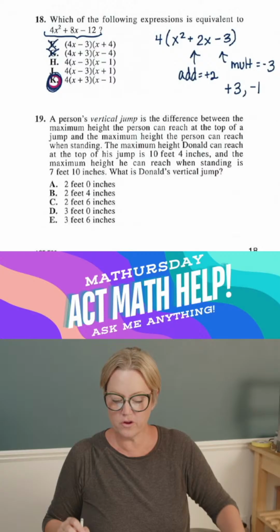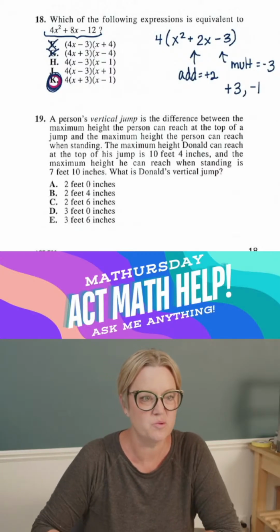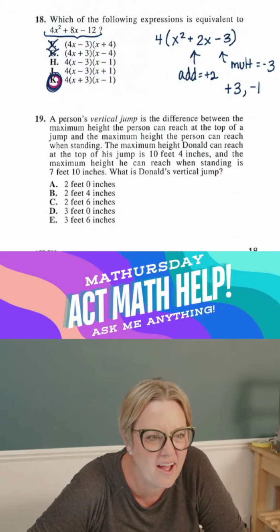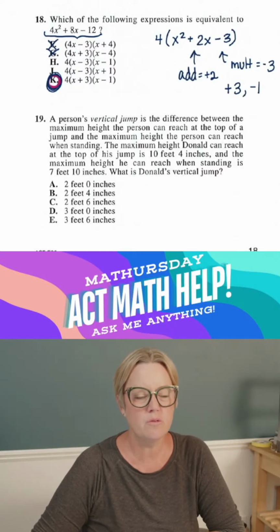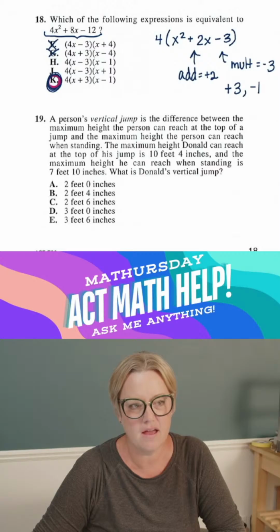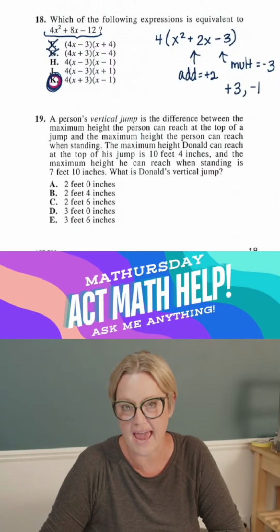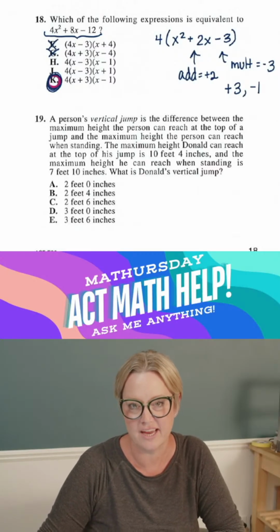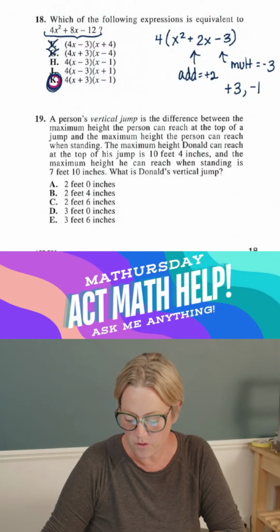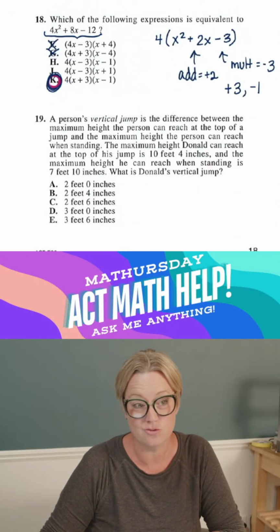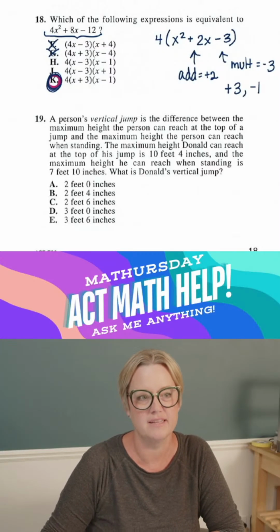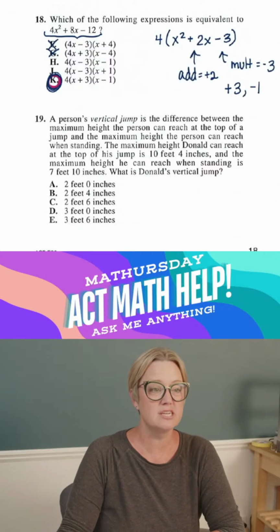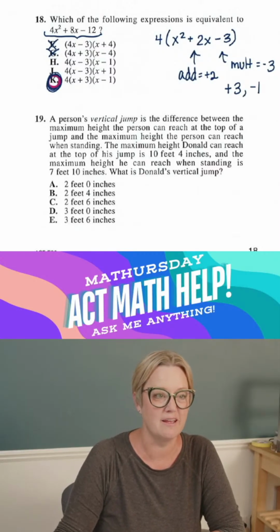Okay, so a person's vertical jump is the difference between... this is from the ACT, which is a standardized exam. So usually this is geared towards high school students, pretty much sophomores and juniors. That's kind of the target. Yeah, so just subtracting 10 foot 4 inches from 7 foot 10 inches.